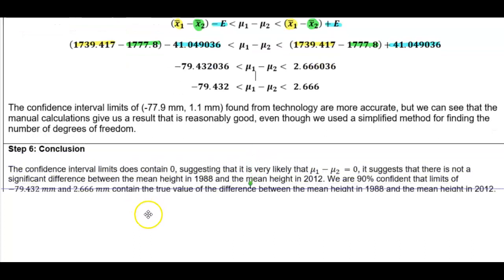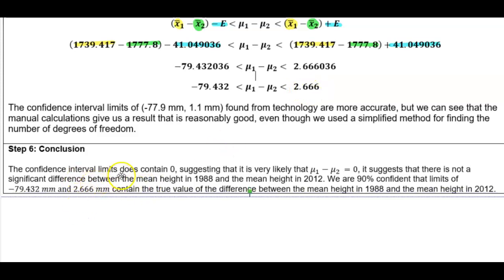Now, if you look at the confidence interval, it's negative 79.432 to positive 2.666. So the confidence interval limit does contain 0, suggesting that it is very likely that population mean 1 minus population mean 2 is equal to 0, which suggests that there is not a significant difference between the mean height in 1988 and the mean height in 2012.